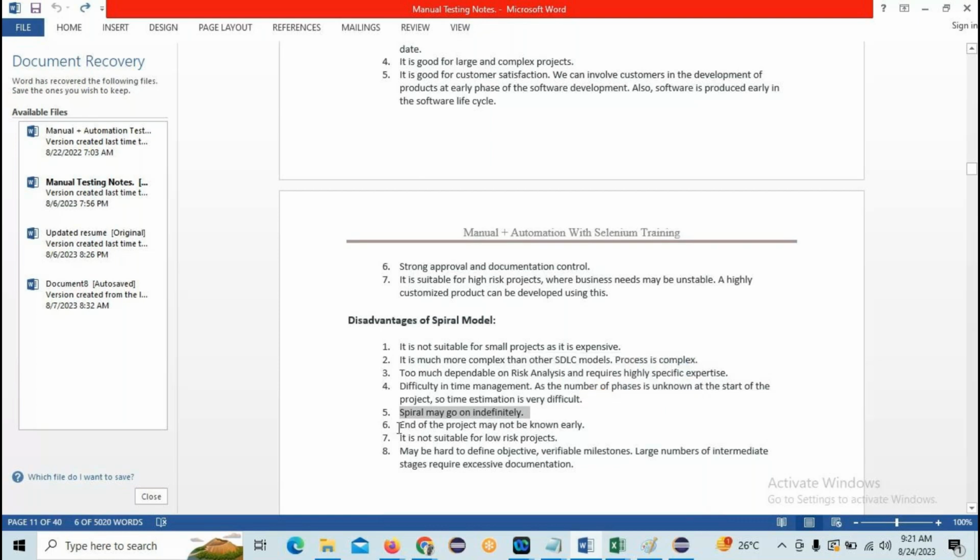The end of the project may not be known early. We don't know when the project will end. It is very important actually. We should know when the project is going to be finished to tell the customer that it will be completed. But we can't know when the project is completed.